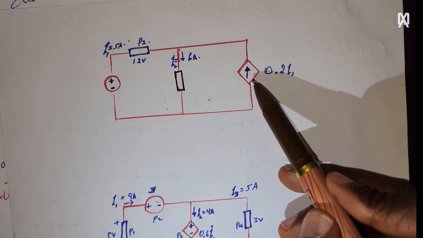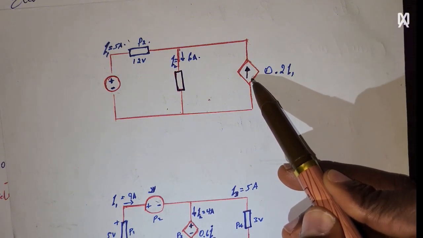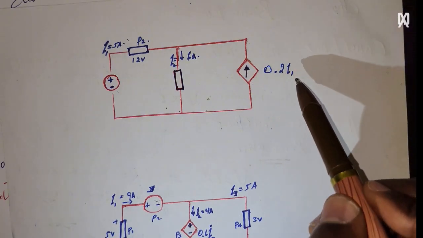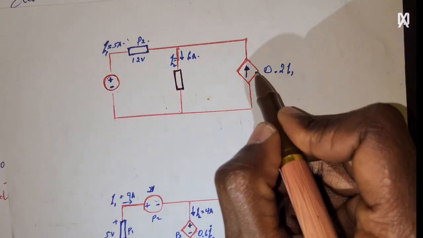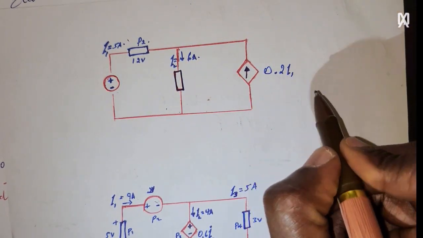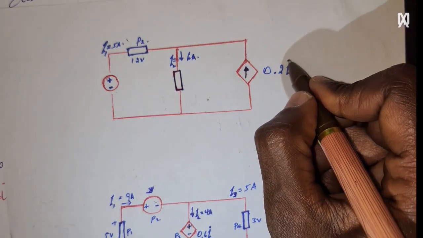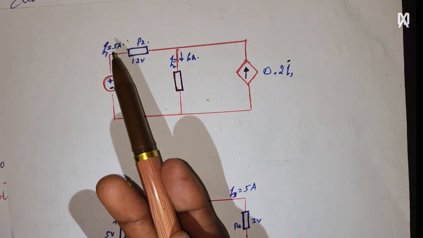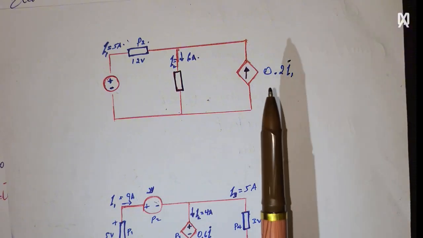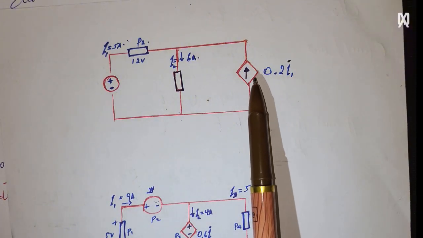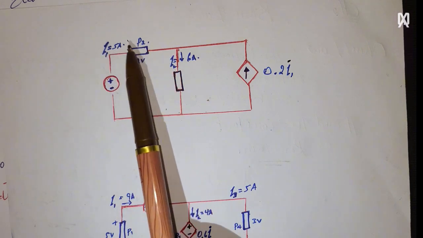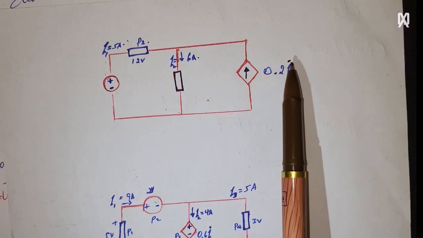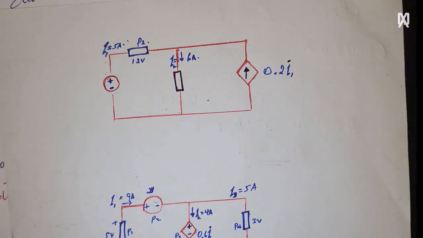Whereas this one is the dependent current source. As you see, this current is dependent on I1. This source gives us 0.2 of I1. I1 is what? 5 amperes. So the amount this current source provides depends on the current on this branch. That's why it's named a dependent source.